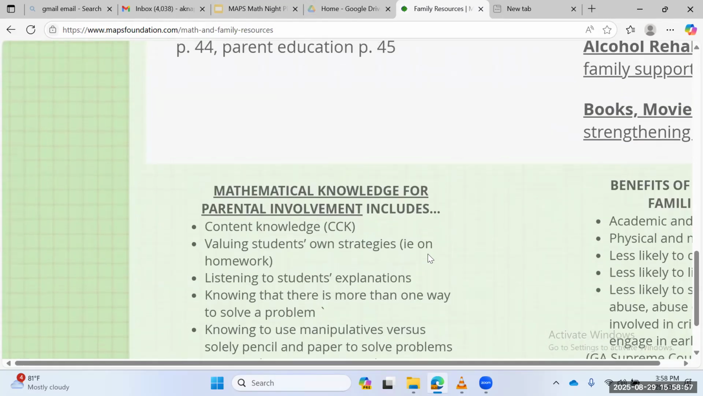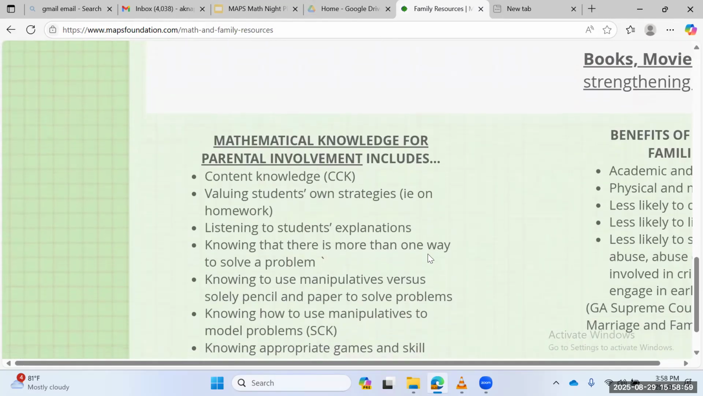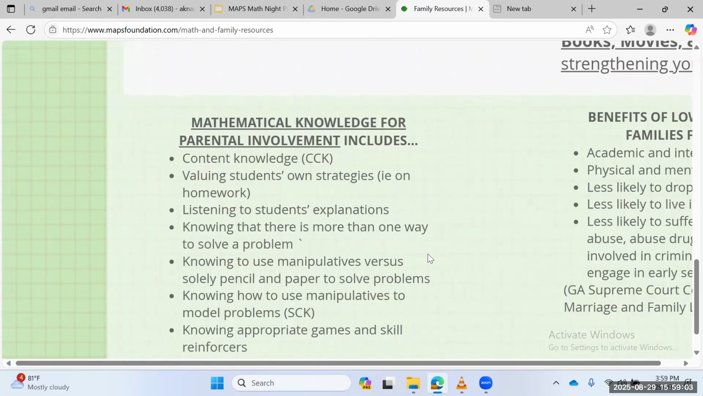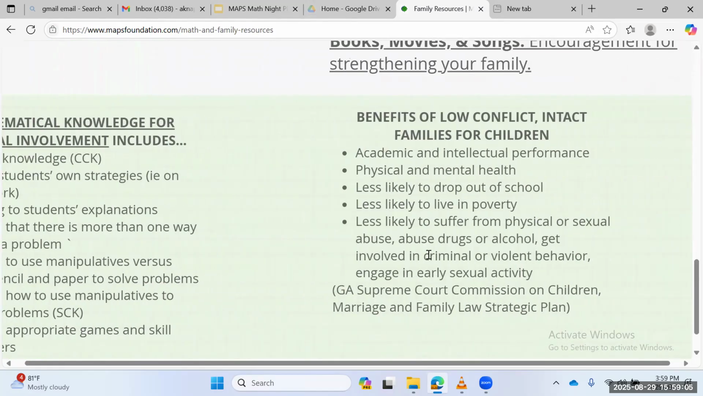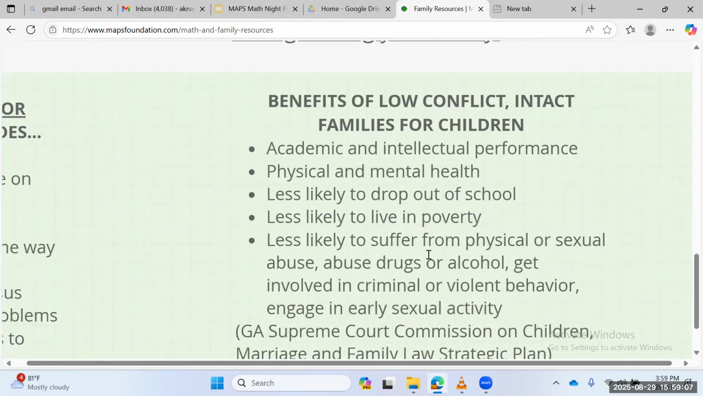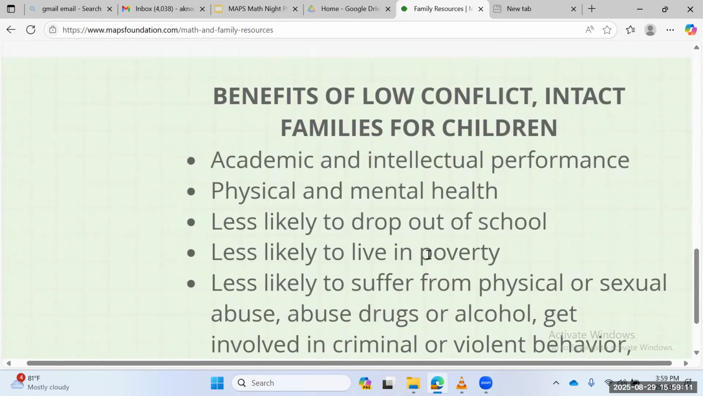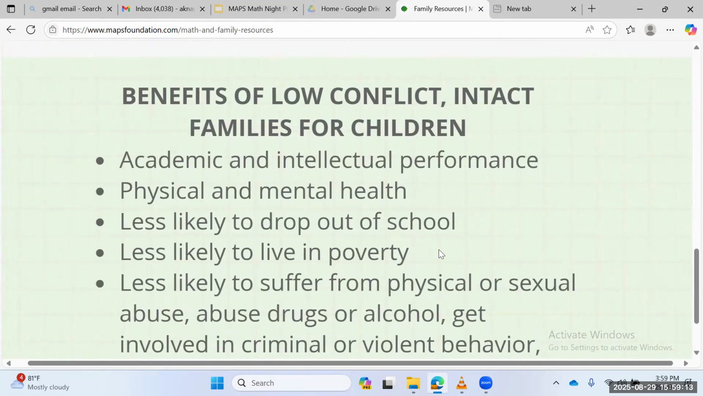Now, there are other things that families can do that are admittedly harder than a math problem, but have more impact than some of the other things. And that is the benefits of having a low conflict, intact family. Look at the benefits right here.